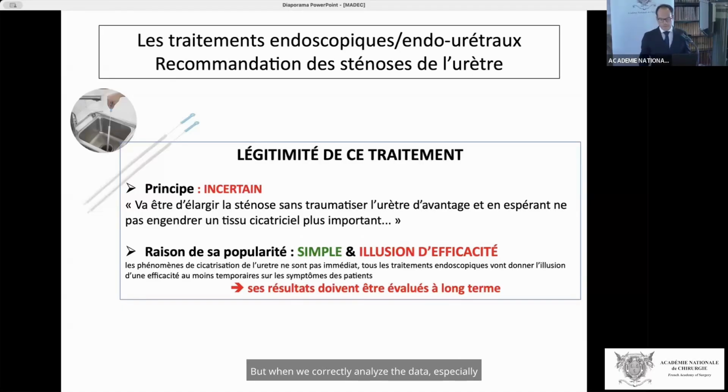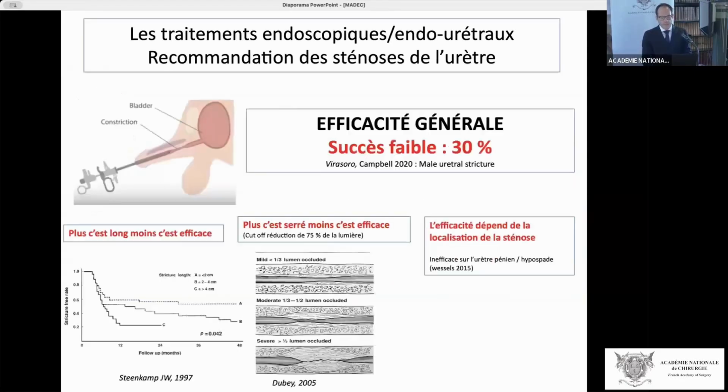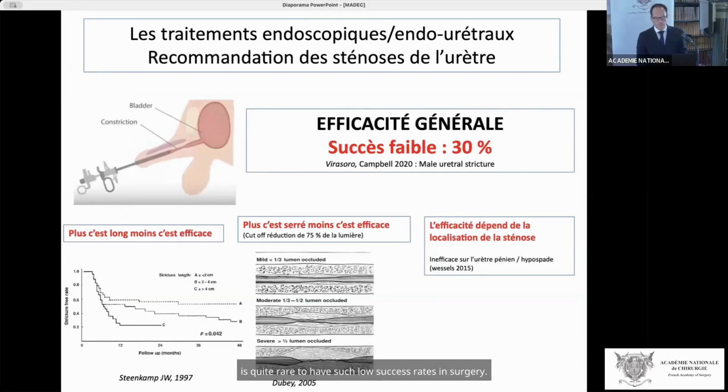But when we correctly analyze the data, especially long-term data, meaning at least 2 years, 2 or 3 years, then we see that the success rate is quite low. It's low and is estimated at about 30%. So endoscopic treatment, 30% success, which is quite rare to have such low success rates in surgery. We rarely offer surgeries with such low success rates.